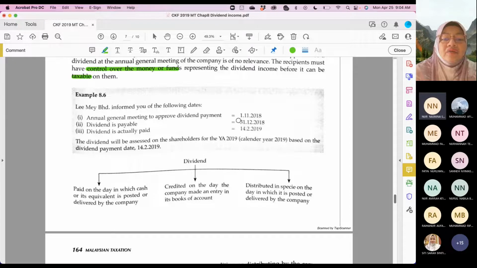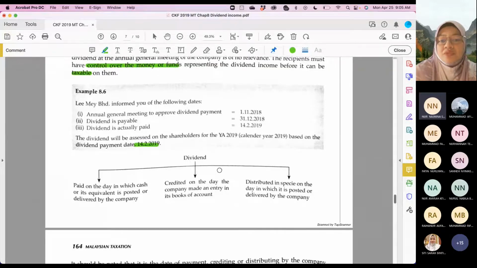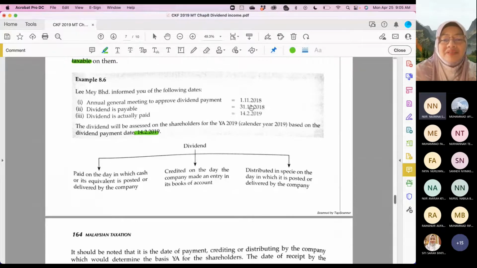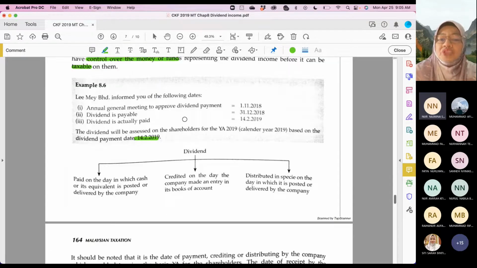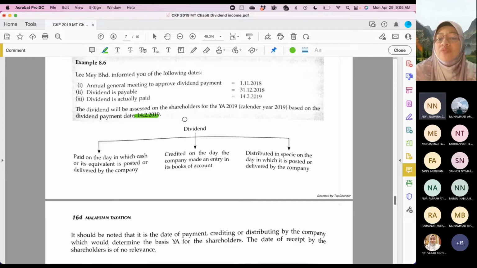So you have to decide which one is actually the date the dividend is receivable. It will be based on the dividend payment, which is 14th of February 2019. So the dividend is paid in 2019, which means it will be taxed in 2019, even though it's payable in 2018, because you don't have control over the money yet. The money has not yet been paid to the shareholder. So we only assess in the year that you have control over the income.